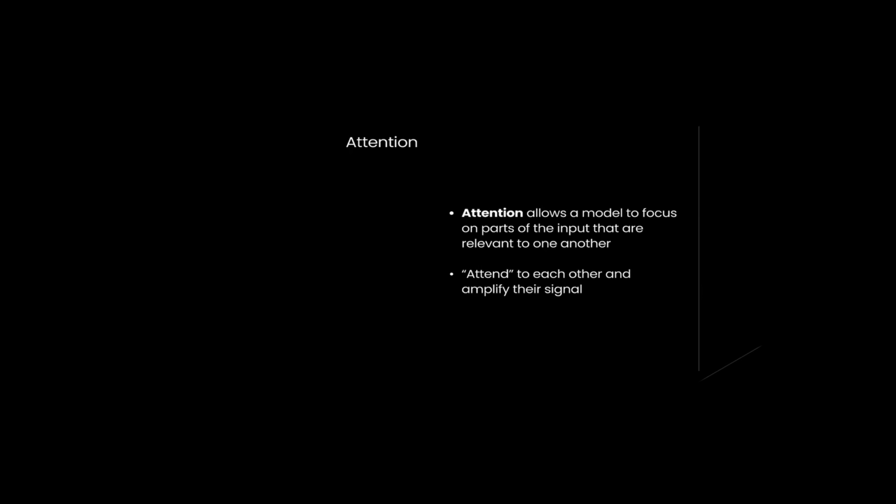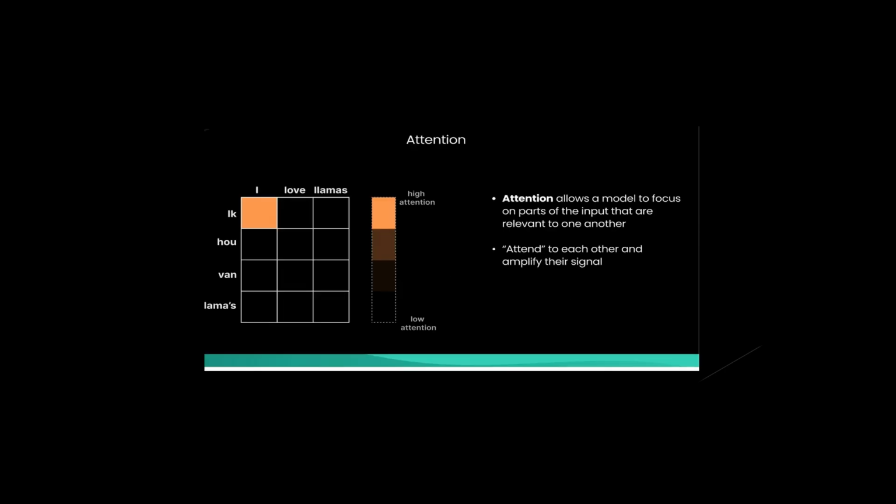Now, let's look at how attention works within the encoder-decoder context. Attention helps the model determine which parts of the input are most relevant when generating each part of the output. When the input sentence is long, it's inefficient for the model to treat every word equally. Instead, attention allows it to focus on the most important words or phrases for the current prediction.